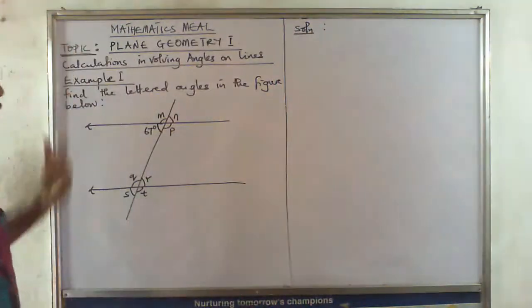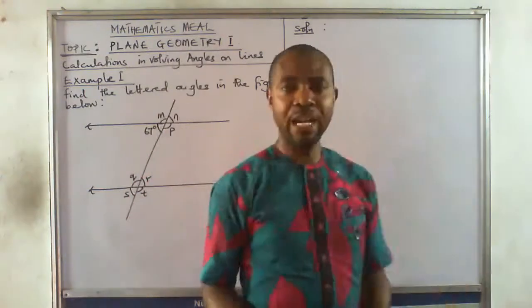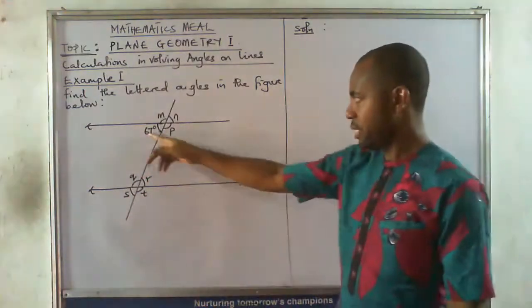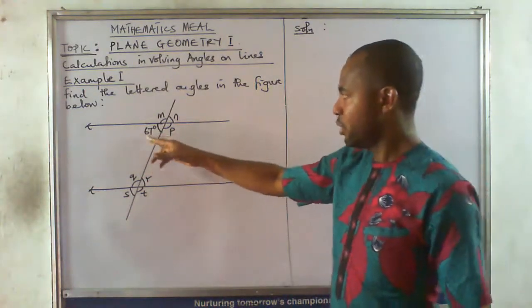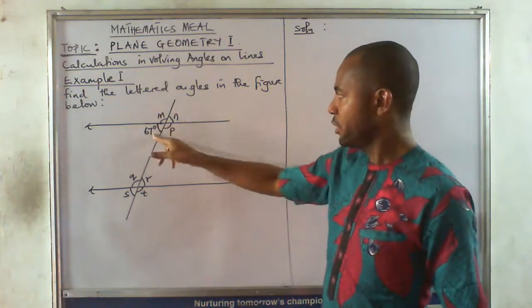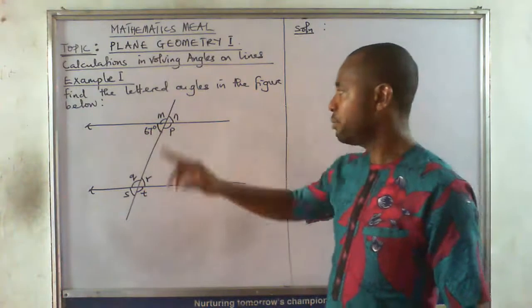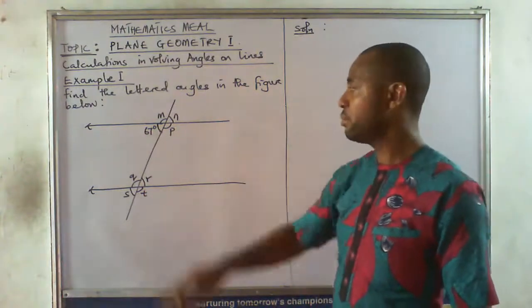Okay, let's begin with the calculation now. We have this. Which angle can I easily find now? I have 67. I have these unknowns, M, N, and P. Does 67 have any relationship with M? Does it have any relationship with N? Does it have any relationship with P?